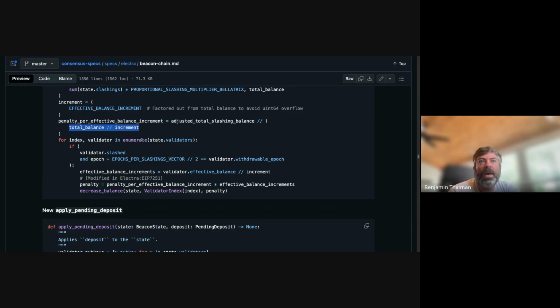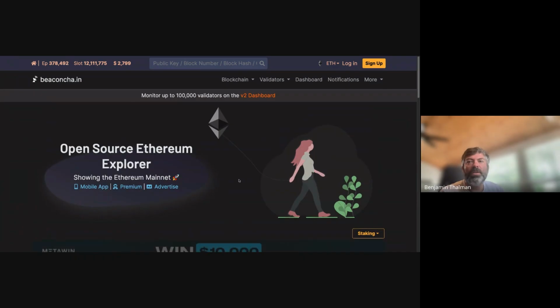So first, total balance, floor divide increment. Remember, increment is a billion. Okay, so basically what's happening is total balance is a number that gives you total staking balance in Gwei. So if you factor out a billion from that, you're going to get total balance in ETH. Again, floor division just means dropping the decimals. But again, when we look at the Beacon Chain, it's not going to make a huge difference, right?